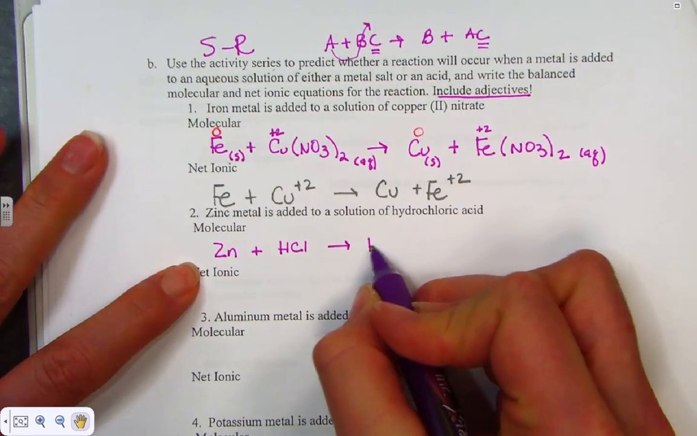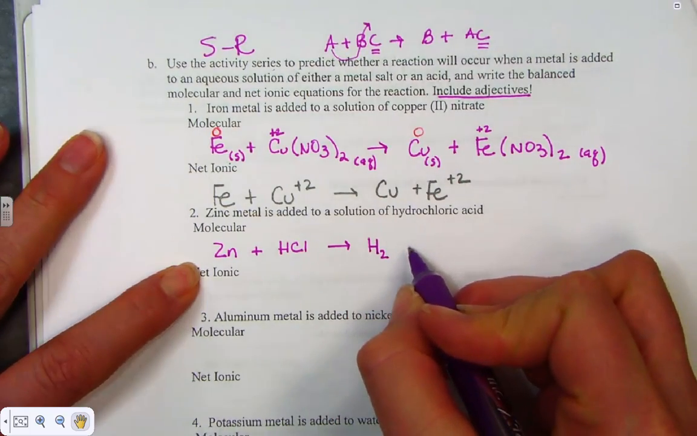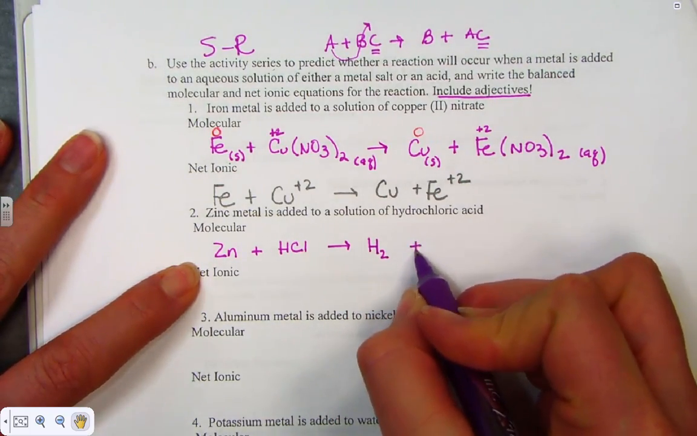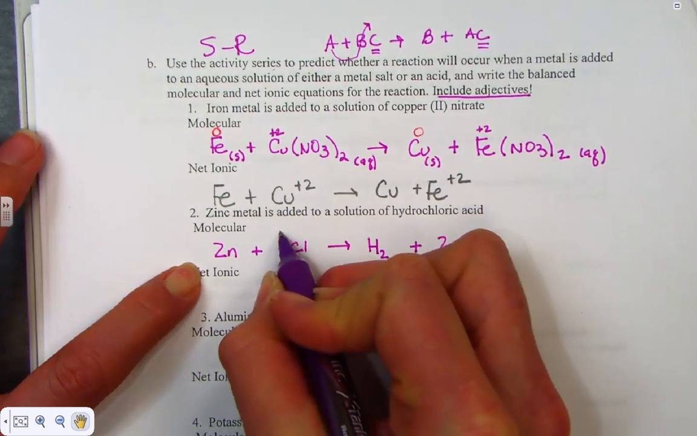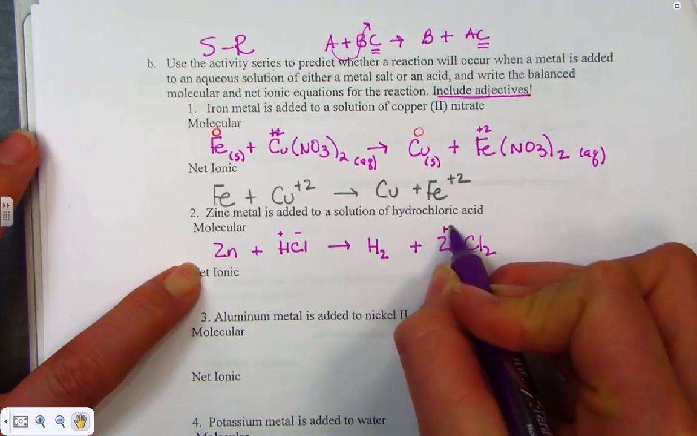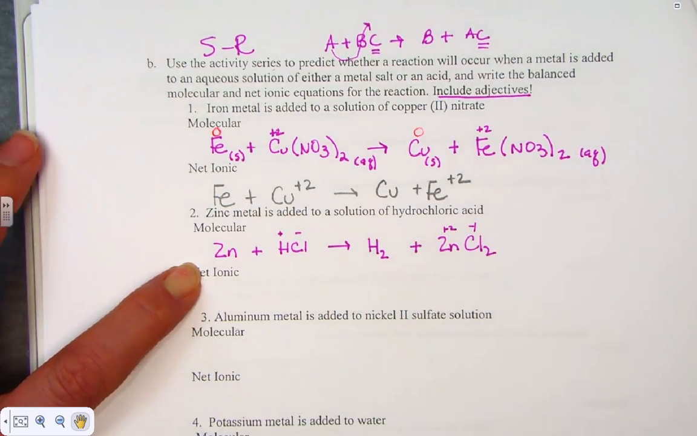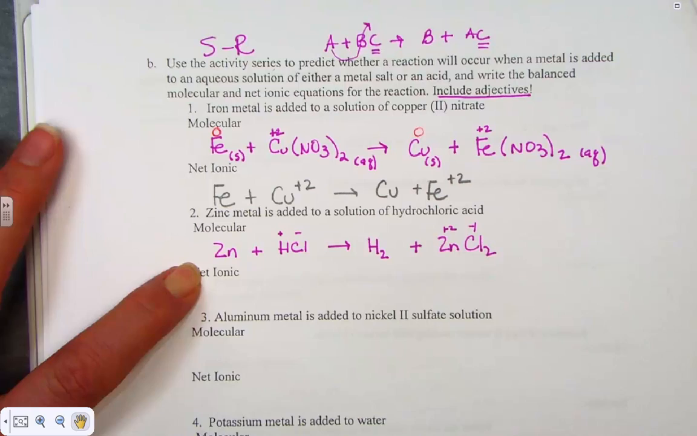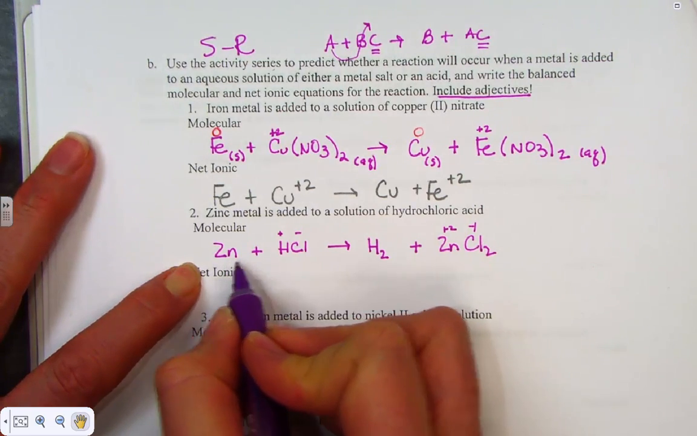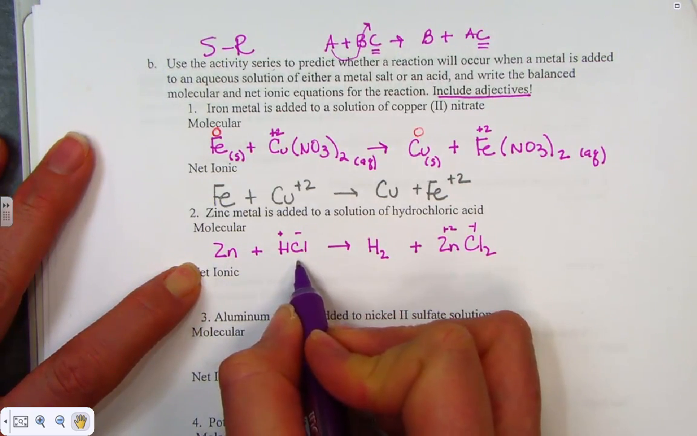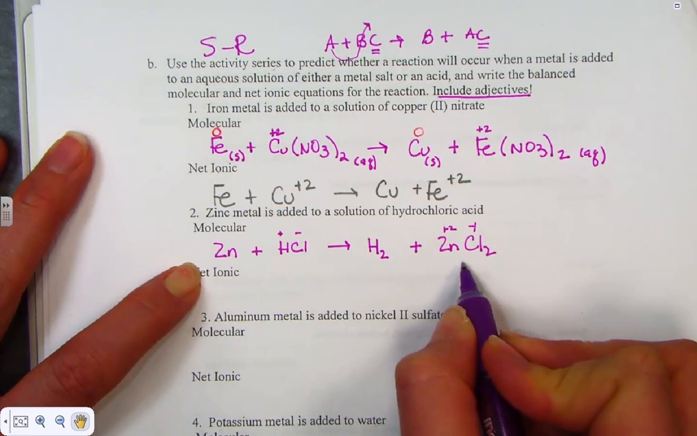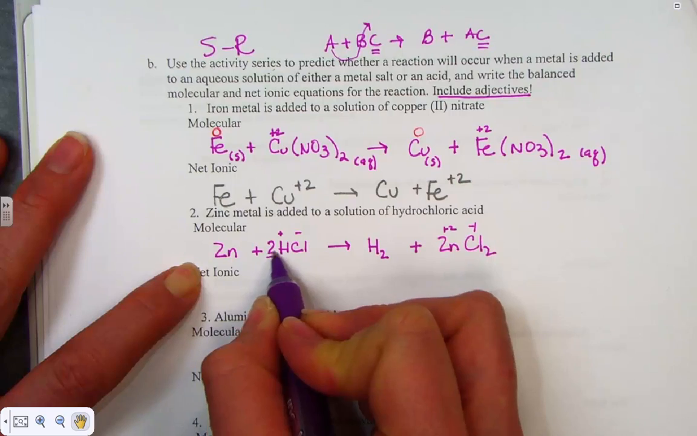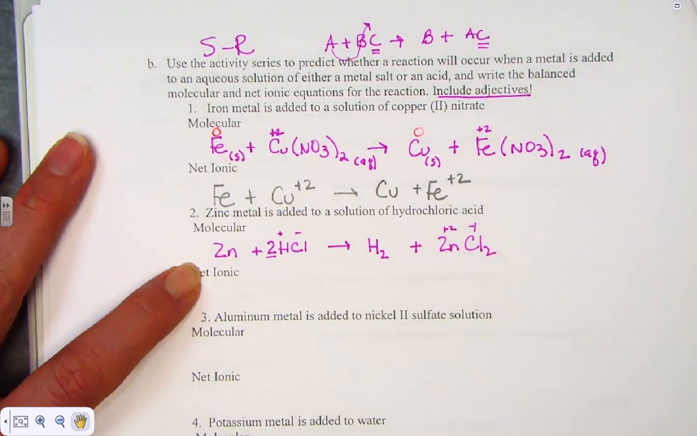Zinc kicks out hydrogen, so it forms molecular hydrogen, H2, a gas, forming an aqueous solution of zinc chloride. And remember, based on charge, we get a +2 with a -1, ZnCl2. Solid zinc with aqueous hydrochloric acid, giving us hydrogen gas and aqueous zinc chloride. We'll balance that equation with a 2 in front of the HCl.